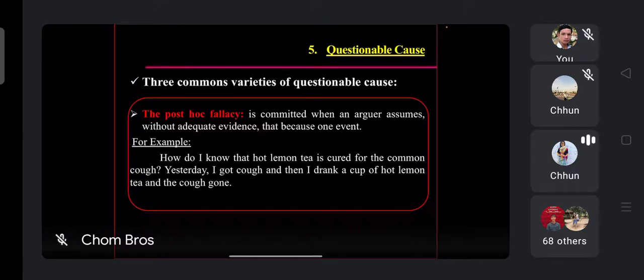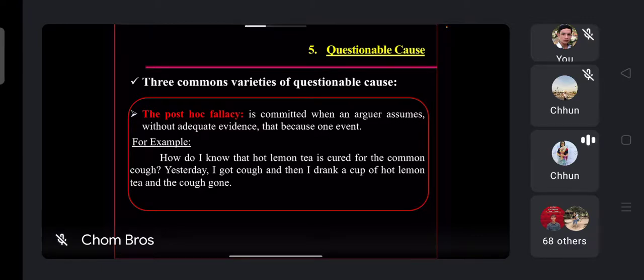The first one is the cross-talk fallacy. It is committed when an arguer assumes, without adequate evidence, that because one event happened earlier, it must have been the cause of a later event. In short, we can say that event B immediately happened after event A, therefore event A is the cause of event B. For example, how do I know that hot lemon tea is a cure for the common cough?